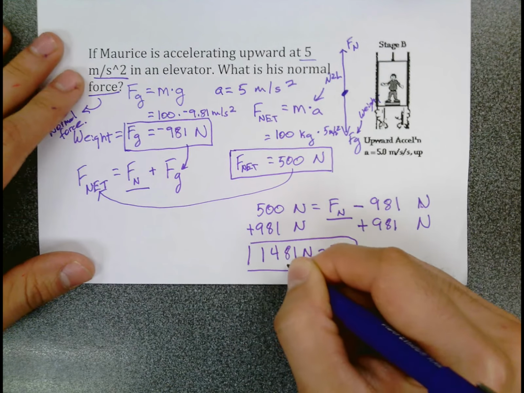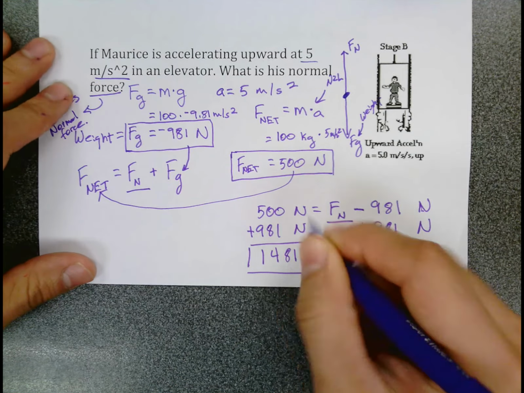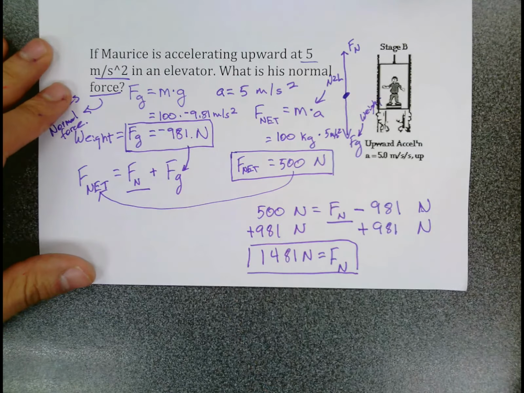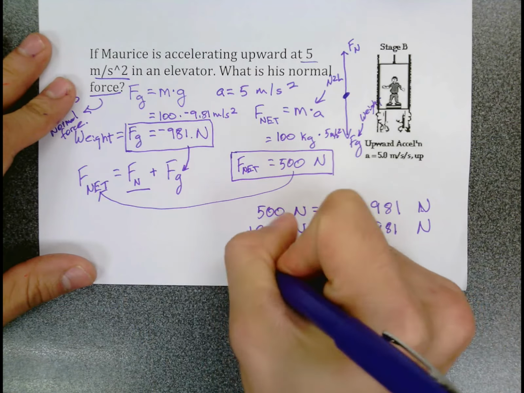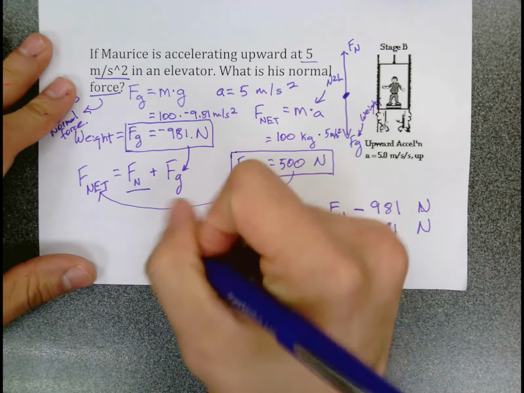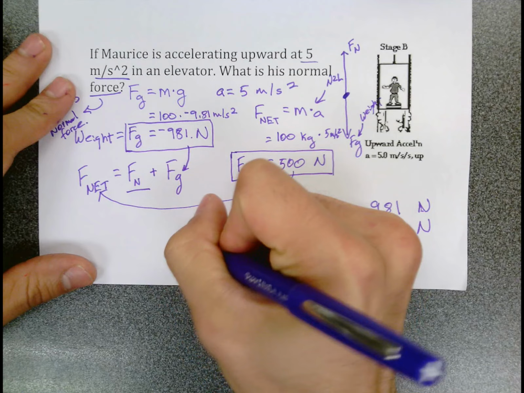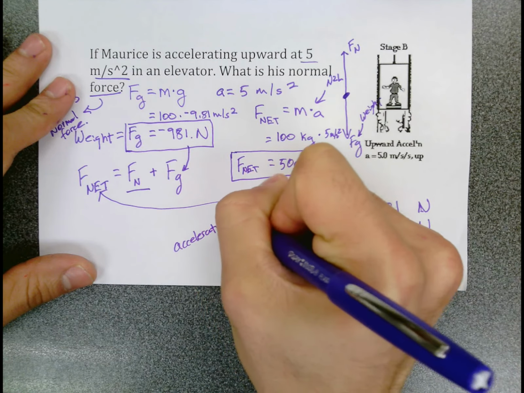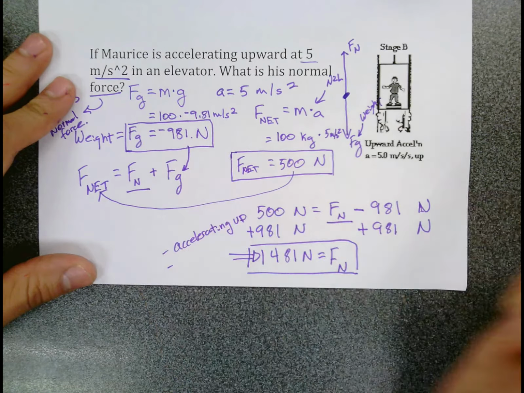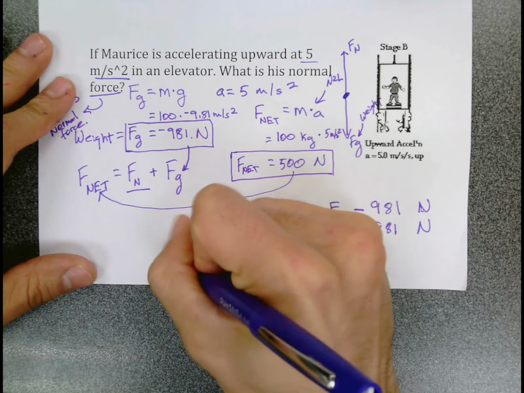If you look at this number, it is much bigger than the 981 newtons that we calculated. And this shows that Maurice is accelerating up, and he's getting heavier.